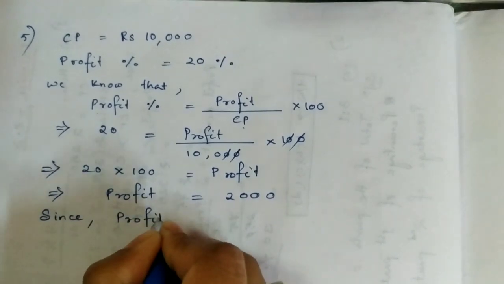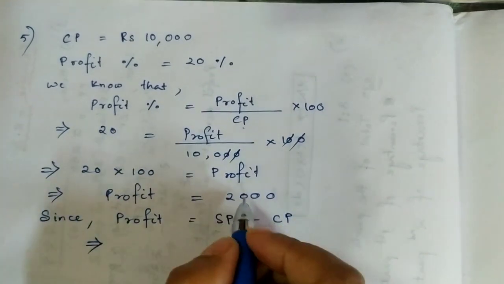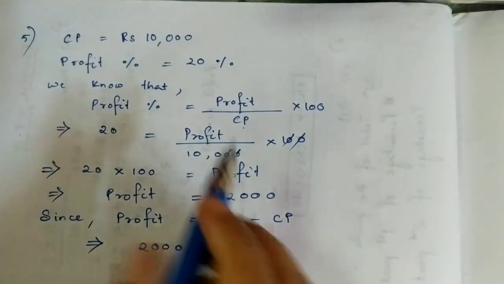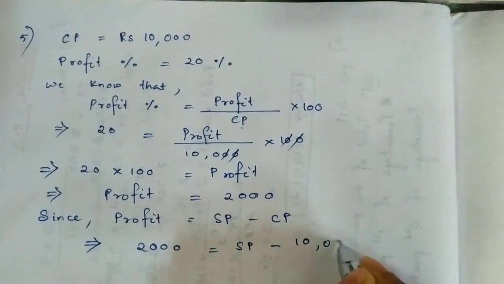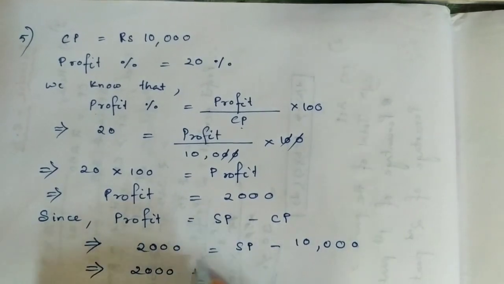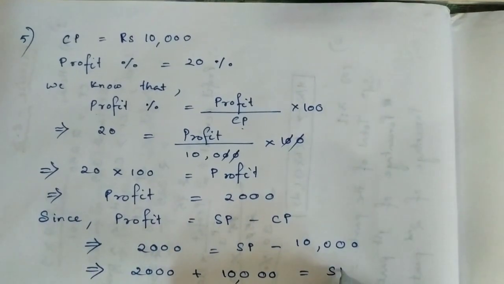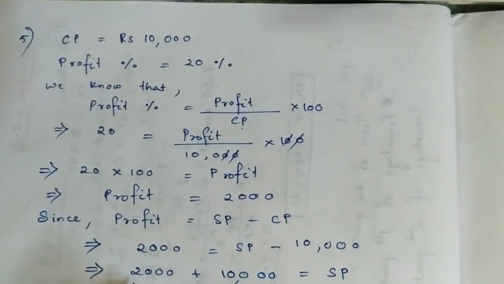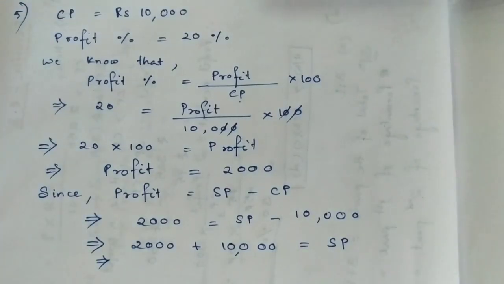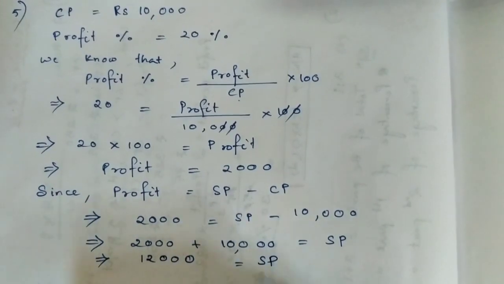So since profit is equal to SP minus CP, this implies, write profit into this place, 2000. SP is not given. CP is how much? 10,000. This implies 2000 plus, this comes this side, it will become plus, like a simple equation. This is SP. So 2000 plus 10,000 will give me how much? 12,000. So this is my selling price.